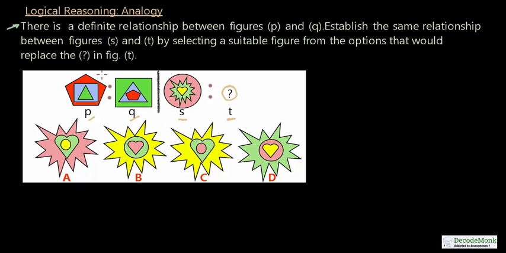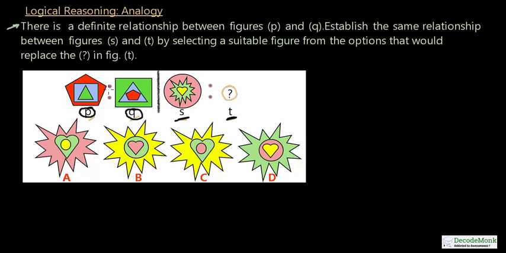So you see there is a certain relationship between figure P and figure Q. We have to establish the same type of relationship between S and figure T, and we have to choose the figure from the given options A, B, C or D. Then what we do for such type of questions, we have to observe carefully.